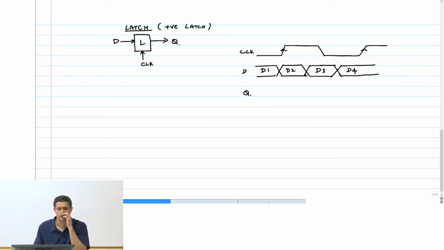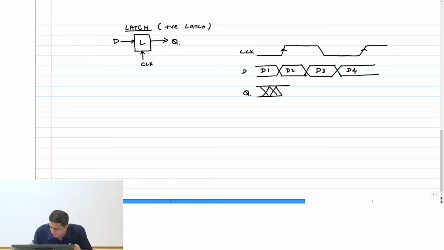Okay. So as usual, I do not know what this state is, the negative edge. Forget that because we don't know what the previous state was. Okay. What about here? Clock has gone high and therefore D2 should go through, correct? Latch becomes transparent. Okay.